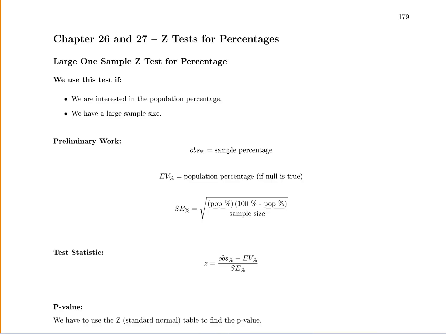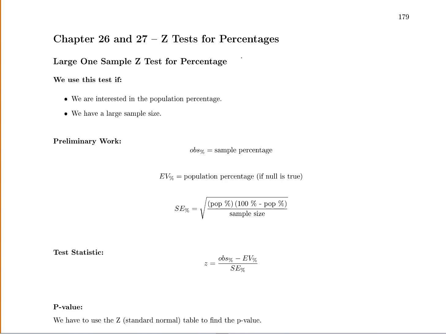This is chapter 26 and 27. We're going to combine both chapters today and learn about the z-test for percentages. So just like everything we did for averages, we learned about how to do a large z-test for the average, and we learned how to do a two-sample z-test for the average. We're going to do the exact same thing now for percentages, and you'll see that our formulas seem very similar.